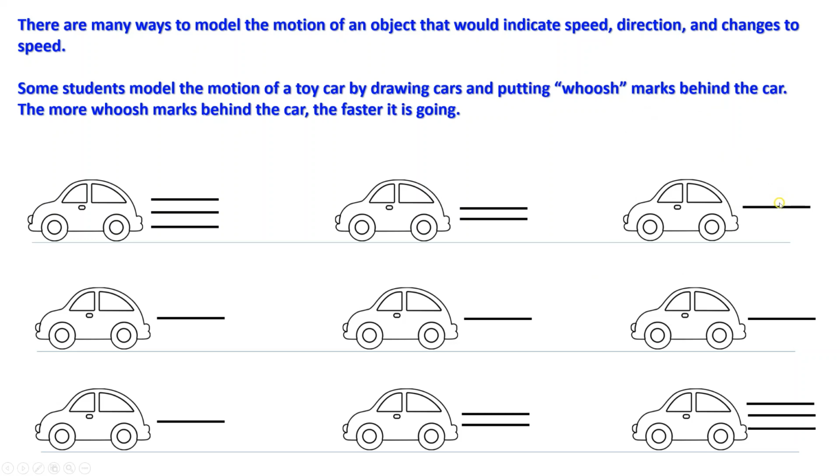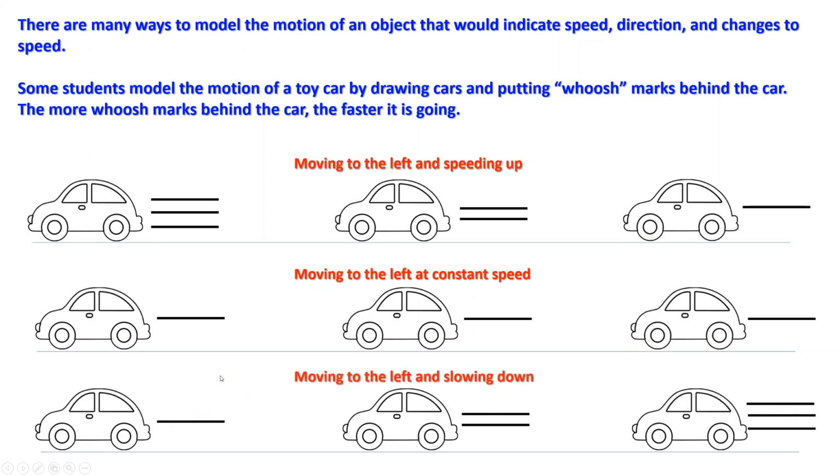So in our first row we see a series of drawings where we start out with 1, then 2, then 3 whoosh marks. This would imply the car is moving to the left and speeding up. On our next row there's 1 whoosh mark behind each car. This would imply moving to the left at a constant speed. Our final drawing shows 3 whoosh marks, then 2, then 1, which would be moving to the left and slowing down. If the car had been moving to the right, the whoosh marks would be on the left side of the car.